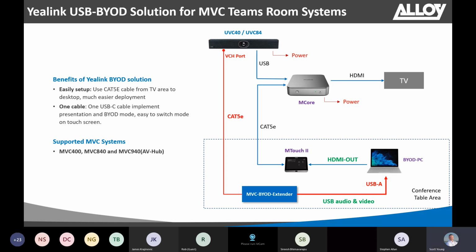Now the main difference, as I've said, is that the VCH51 does the video and audio pass-through for our connectivity to the TV or the monitor in the meeting room, whereas the MVC-BYOD extender is purely used for that USB connectivity to share our camera and our audio from the MVC room system. Our connection to our TVs for display output is done via the existing MTouch2 touch panel that we normally use for content sharing in a native Teams meeting.